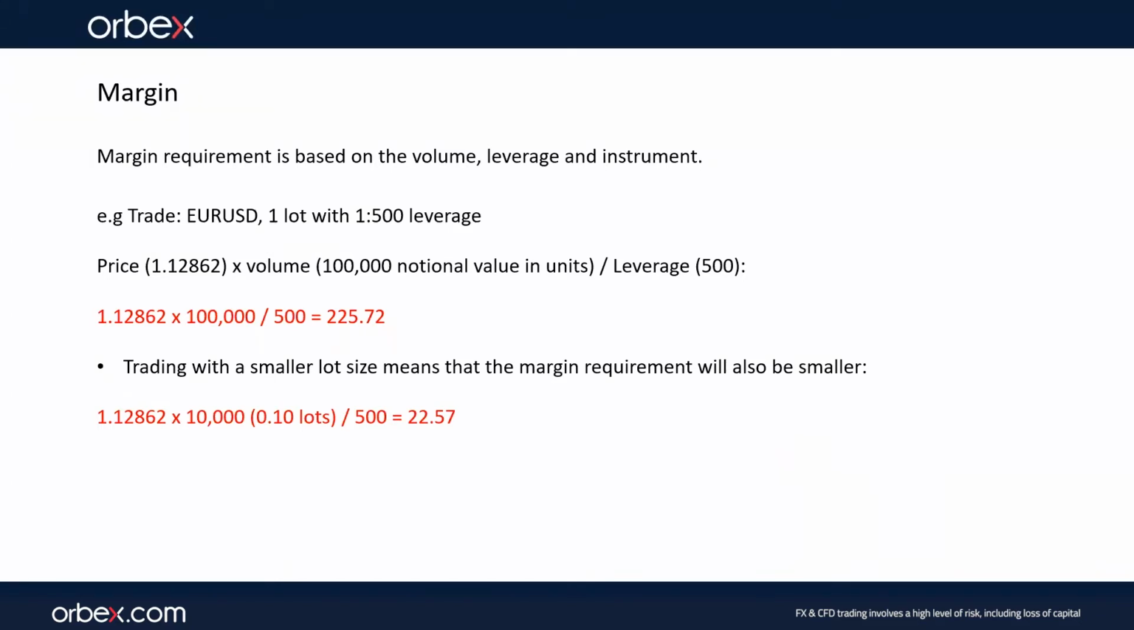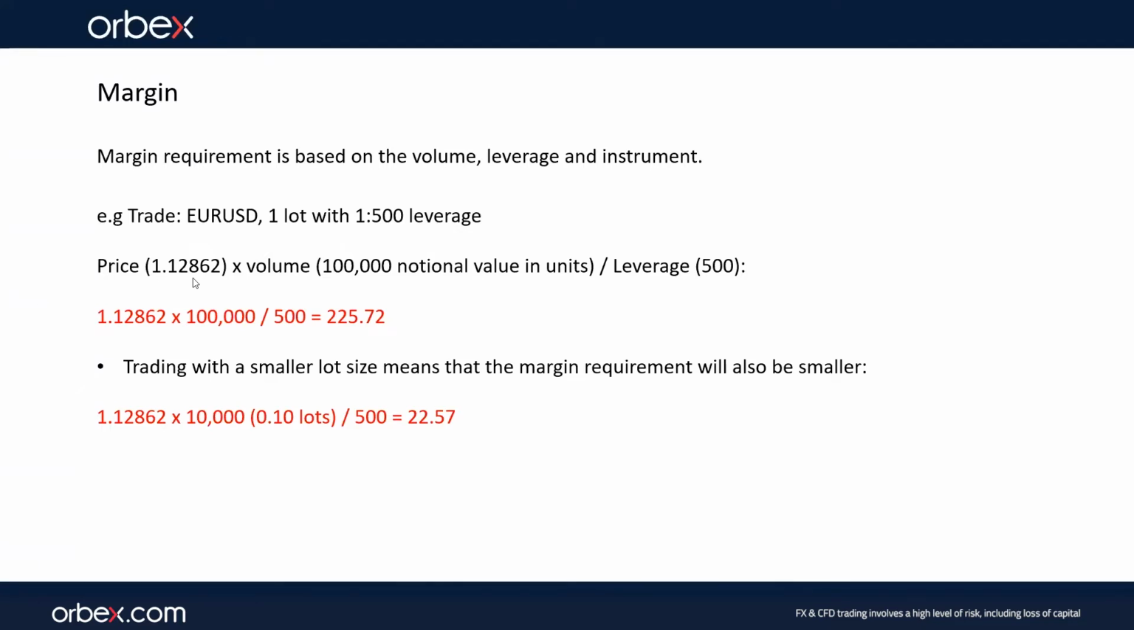So let's just take a look first of all. We've got the margin first of all. The margin requirement is based on the volume, leverage, and instrument. So these three factors are calculated when we are looking at the margin. So I'm just going to have an easy example here, very simple. We're trading euro dollar of one lot with a 1 to 500 leverage. So the price of the euro dollar, this was a few sessions ago, as you can see. Now the price is 1.09, I believe, but we'll just check this example.